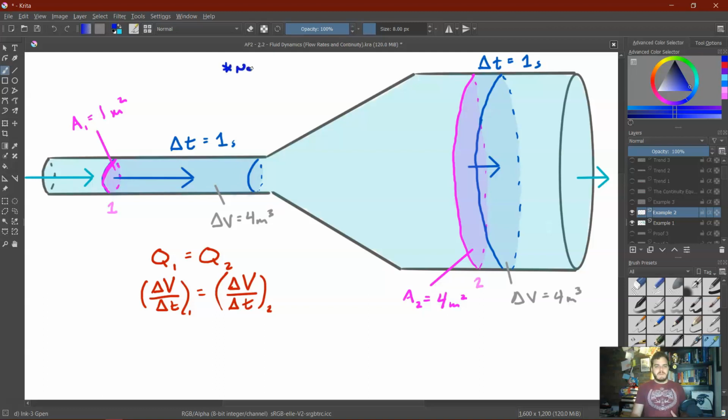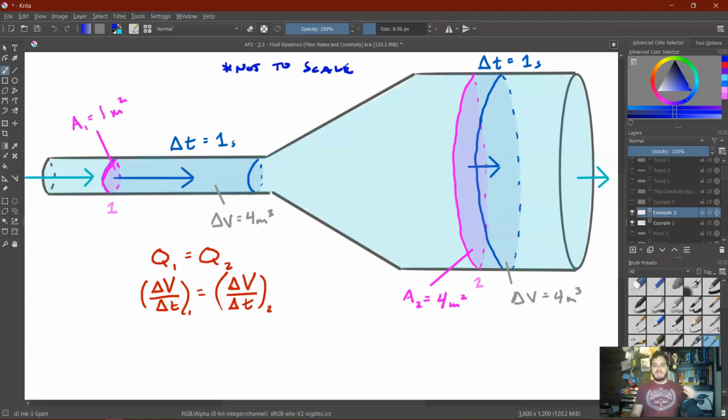Let's make a quick note, this is definitely not to scale. Mr. Varvier did not draw this very precisely, but you get the idea, that the area here is much smaller than this area. Well, if that is the case, how can we have the same amount of volume flowing past this point as flowing past this point? Well, the volume at point 1 has to be moving faster.